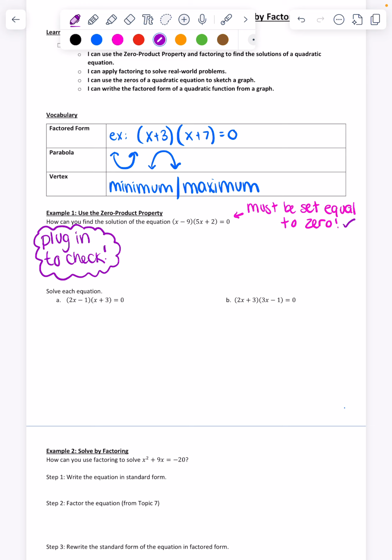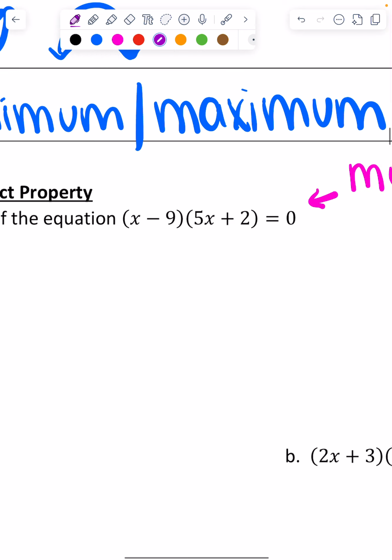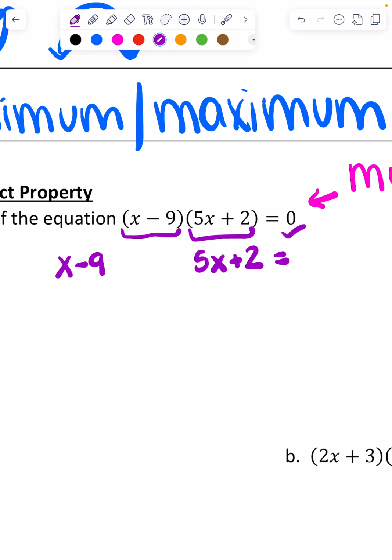All right, here's how the zero product property works. I'm going to zoom in. We have to take each of our factors and set them equal to 0. So my first factor was x minus 9. The second factor is 5x plus 2. We're going to take those, set them equal to 0. Now we have two separate equations that we are going to solve. We want to solve for x, so we're just going to use our inverse operations to find that.